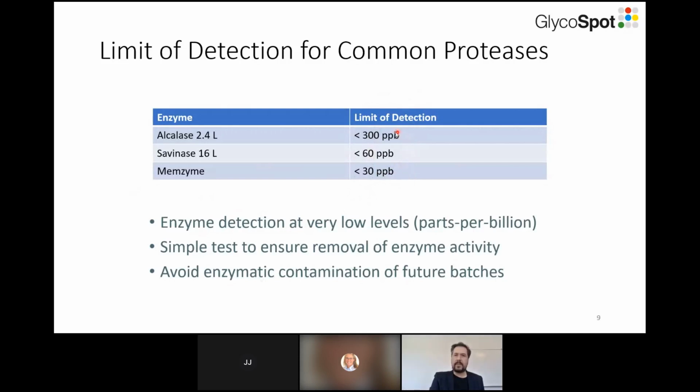And these limits of detection could be even lower if you make multiple measurements, but even a single measurement should give you a good estimation of how much activity you have, even down in low concentrations. So again, this is in the parts per billion of protease products.